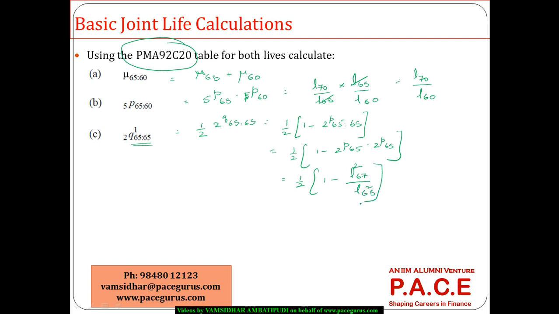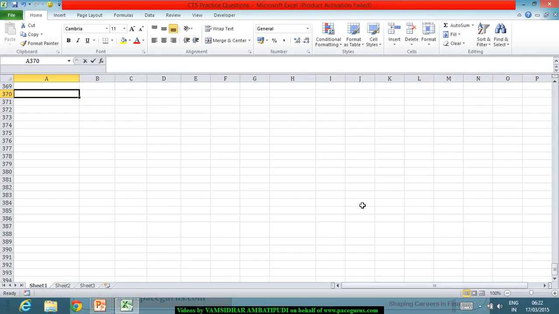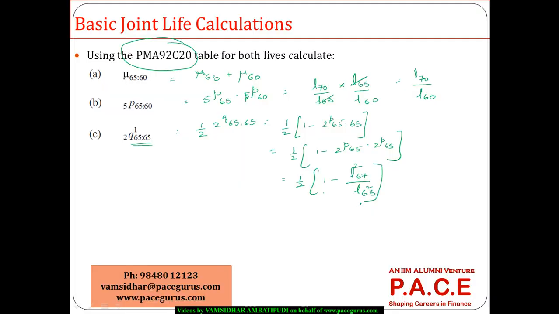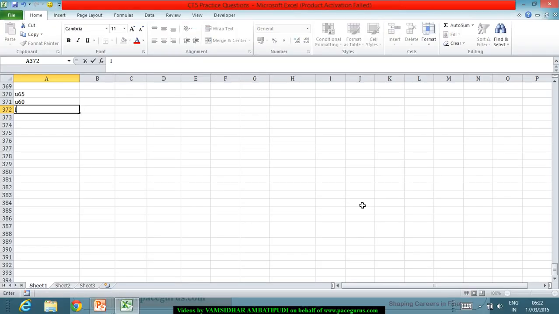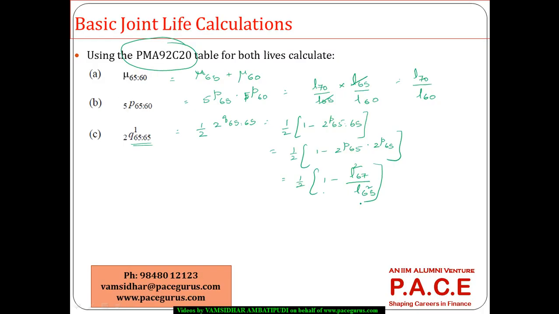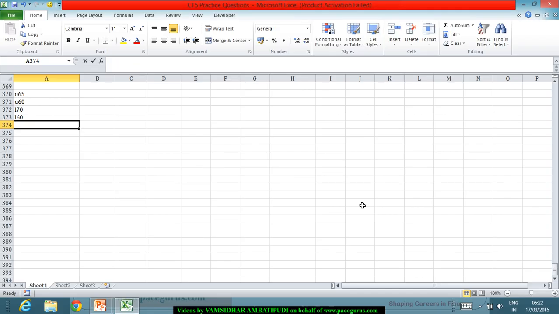Let's try to substitute the numbers and simplify the calculations from the PMA 92C20 table. Right, I can very well pull out all these values. So first of all, I require mu 65. I also require mu 60. For the second question, I require L70 and L60. For the next one, I require L67 as well as L65. If I have all these, I think we can very well solve all the numericals that are being asked for.